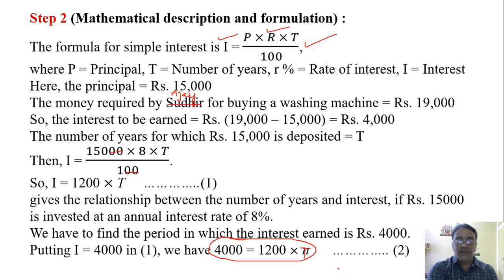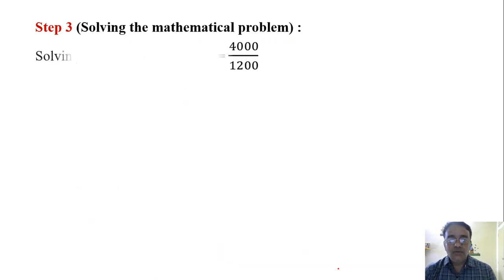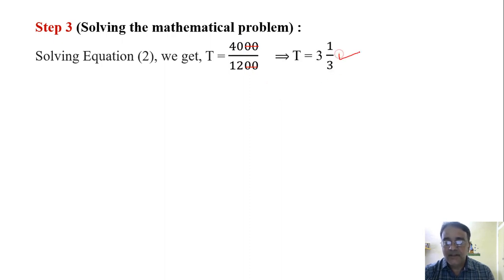So now we'll move towards step number 3. We'll solve the mathematical problem. So T is equal to 4,000 upon 1,200. If you solve this, we'll get 3 and 1 by 3, a mixed fraction.